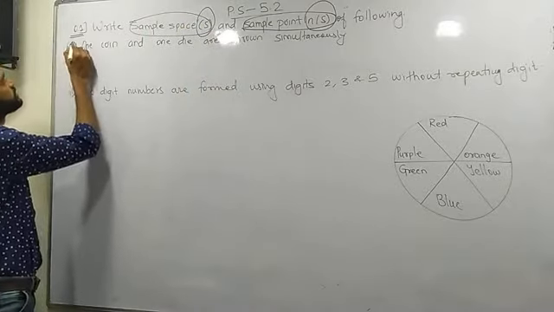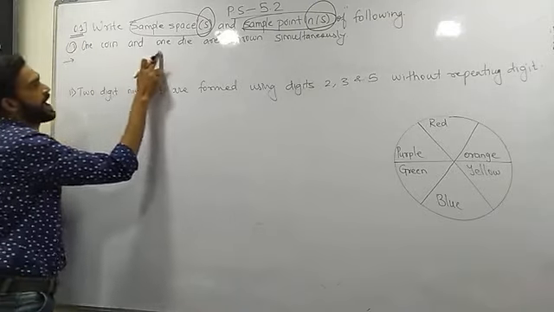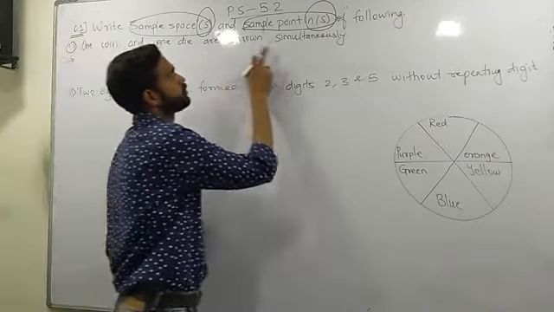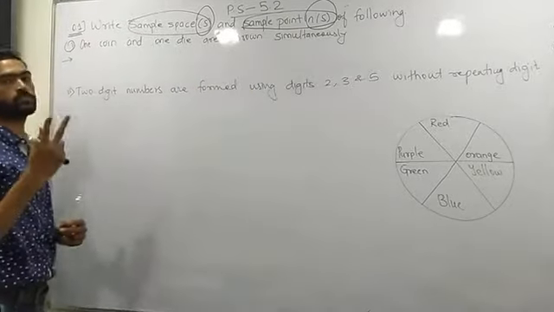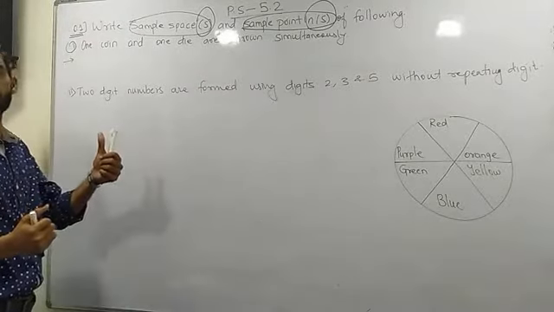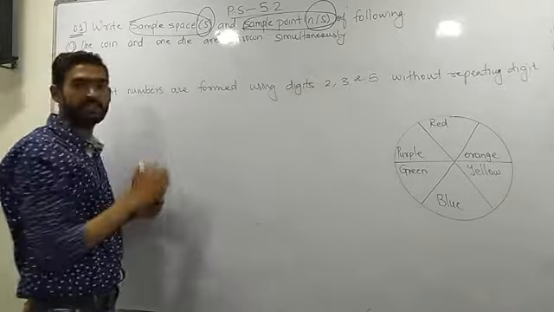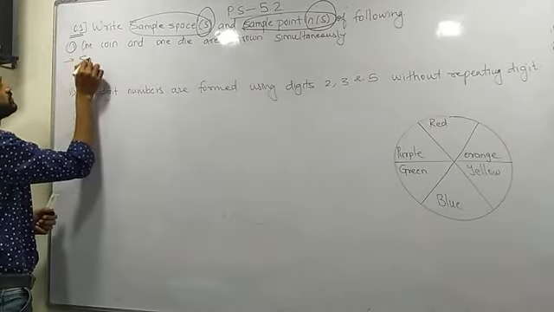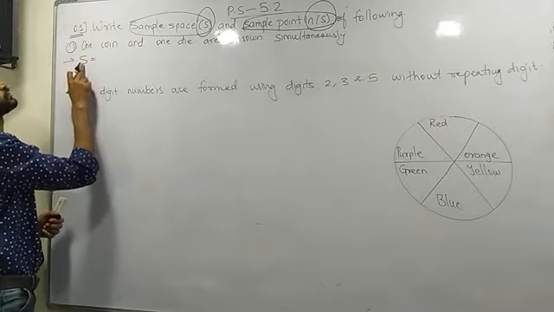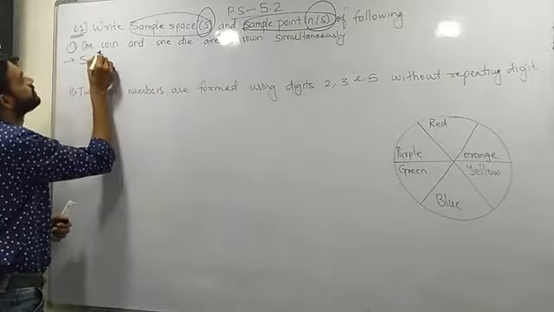The first sub-question is: one coin and one die are thrown simultaneously. So here we have two things. First we are using a coin and second is my die. If I throw both the things simultaneously, S is for sample space.